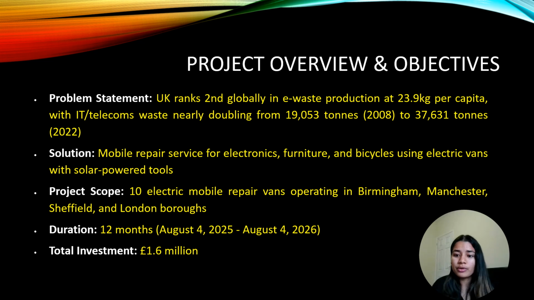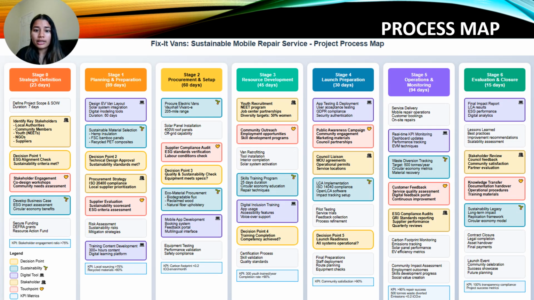Now I would like to move on to my next slide. In this slide, this is the process map of a detailed project life cycle of 6 stages of the Fix It Van sustainable mobile repair service that will take 12 months. For example, between August 2025 and August 2026, the map illustrates a systematic incorporation of the ESG values at every stage, starting with the establishment of the initial strategy up to the closure stage of assessment. Each of the stages incorporates critical decision, sustainability and stakeholder engagement events.